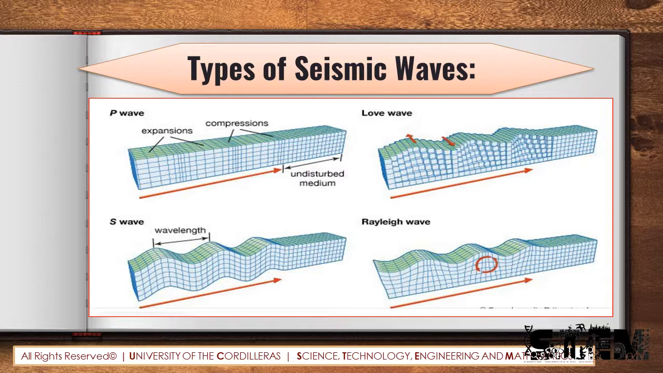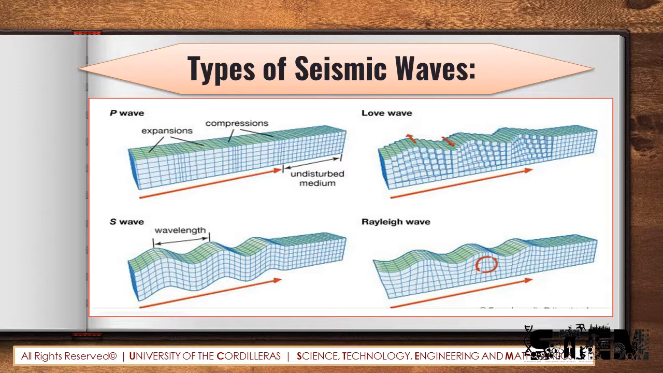And we have here the S wave. This one is the secondary wave, the second wave that we feel if there is an earthquake, and it can move rock particles up and down or side to side. As you can see on the movement of it, it has an S wave.